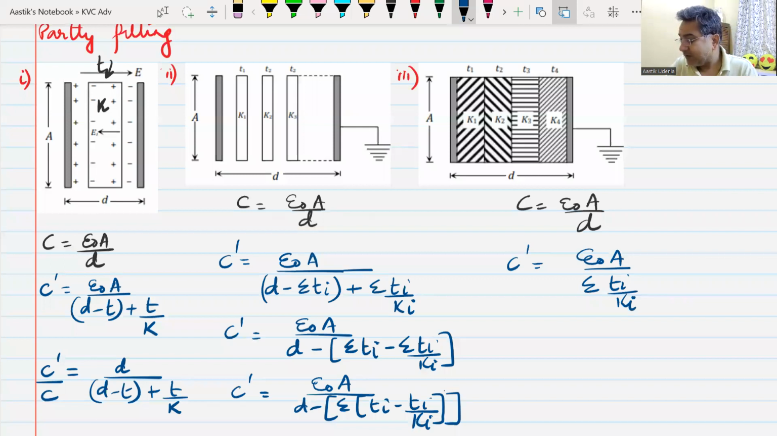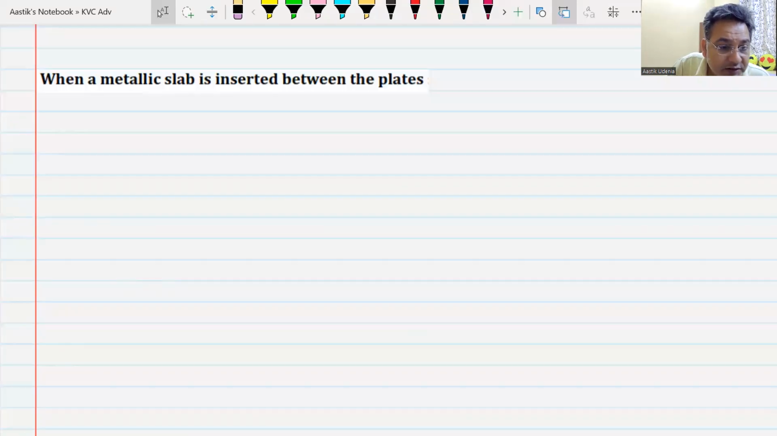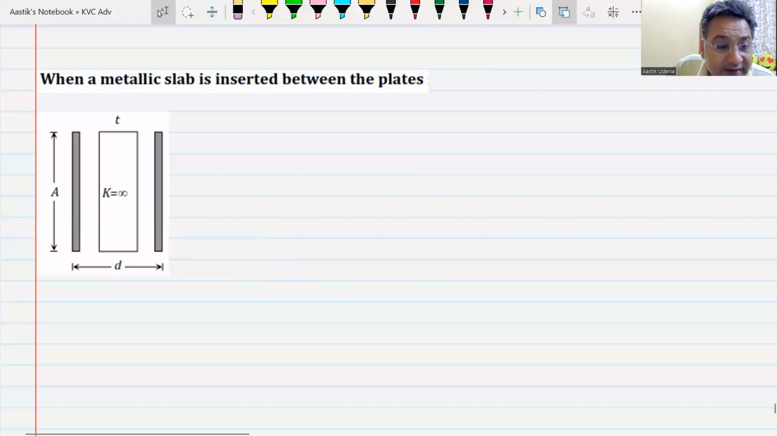Okay, this was the case when a dielectric slab is introduced. Now, instead of a dielectric slab, sometimes you will see a metallic slab being introduced within the plates of the capacitor, like this, case number 1. A metallic slab is introduced. Now, this is case number 1 and this is case number 2.